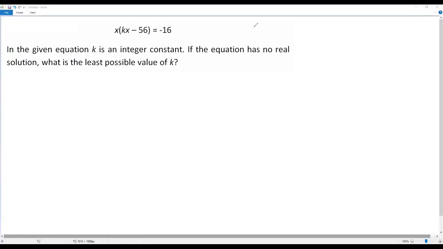Here we have an SAT math problem. Okay, let's go to the question. Here we have an equation: x(kx - 56) = -16. In the given equation, k is an integer constant. If the equation has no real solution, what is the least possible value of k?